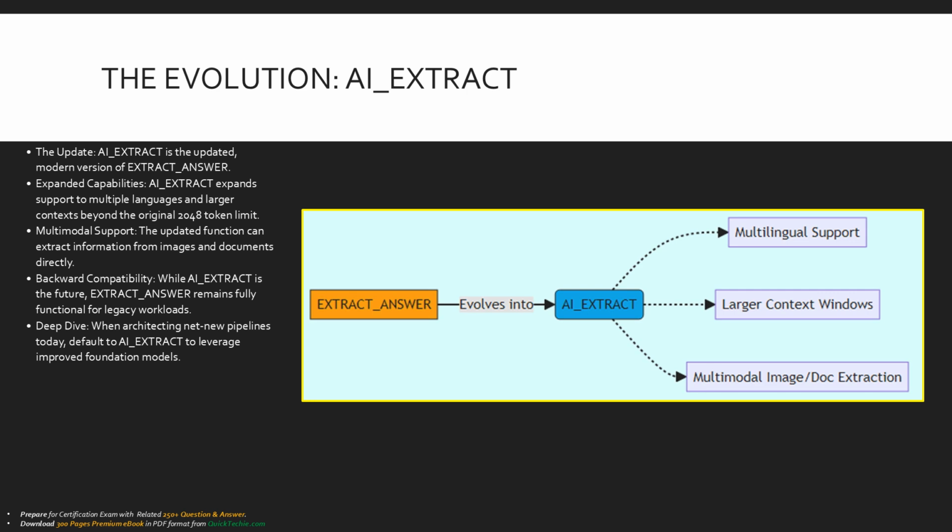This simple evolutionary graph shows the progression. We start with the foundational extract answer on the left. It evolves into AI extract. Branching out from AI extract, we see the massive upgrades: multilingual support, larger context windows, and multimodal extraction for images and documents. It's the same core concept, supercharged for enterprise scale.